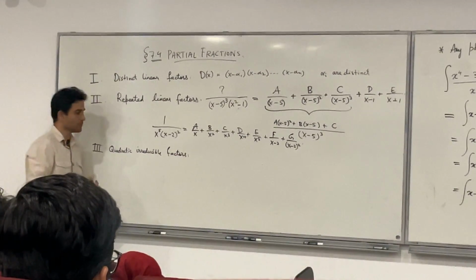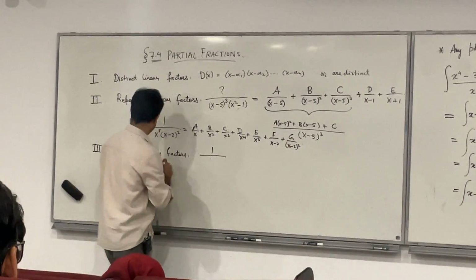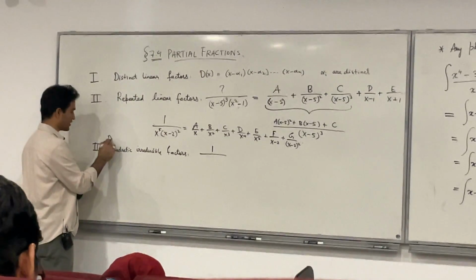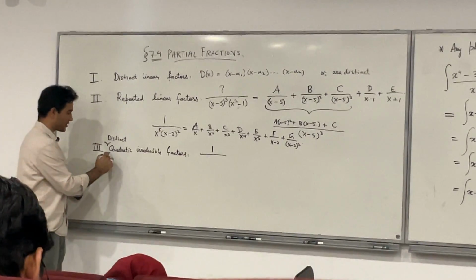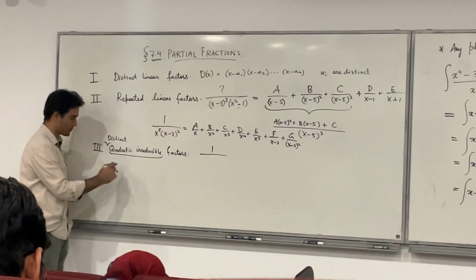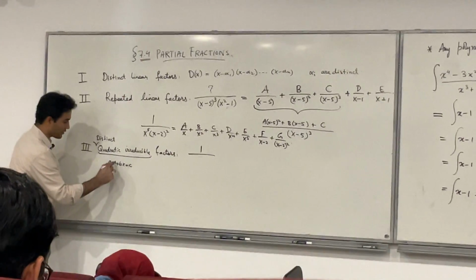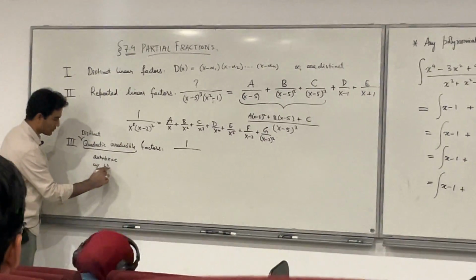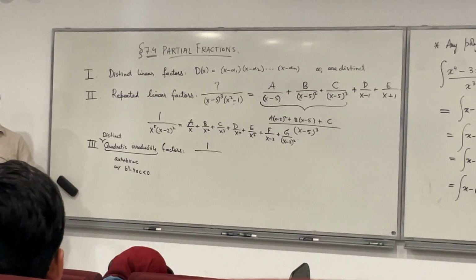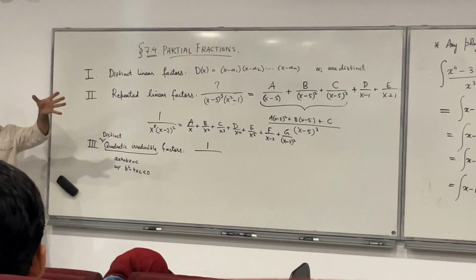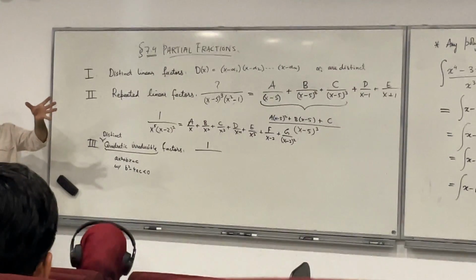Yeah? So, if I have some expression like, the third case is distinct quadratic irreducible factors. So what do I mean by quadratic irreducible? It's any expression of the form ax squared plus bx plus c where b squared minus 4ac is less than 0. So when you write that whole thing, minus b plus or minus square root of b squared minus 4ac over 2a, the roots of the quadratic, the thing under the square root is a negative number.